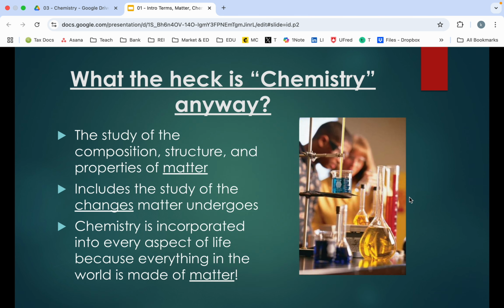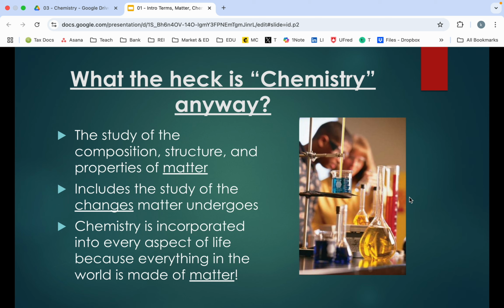So start by defining chemistry. So what in the world is chemistry? We've got three important points here. Study of composition, structure, and properties of matter. Composition just means what it's made up of. Structure is sort of how that physically looks, where things are and stuff like that. And properties include things like what it wants to bond with, but also, is it shiny? Is it hard? Is it malleable, meaning you can mush it around in your hands? Those sort of things. So all of those things are included in the study of chemistry.